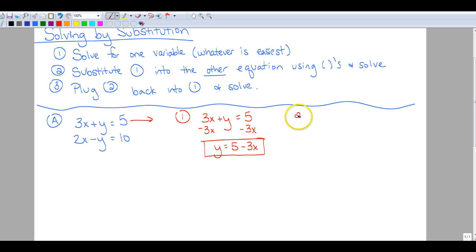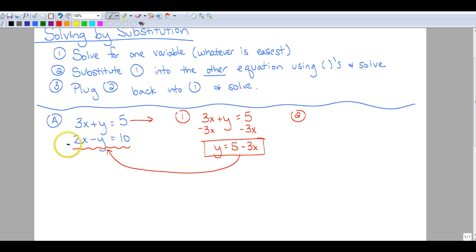Step number 2. I'm going to take what I just got, this y equals 5 minus 3x, and I'm going to plug it into this equation here that I haven't even touched yet, this 2x minus y equals 10. What I'm going to do is everywhere there's a y, I'm going to replace it with 5 minus 3x. So what I'm going to do is substitute this in right there. That's why it's called substitution.